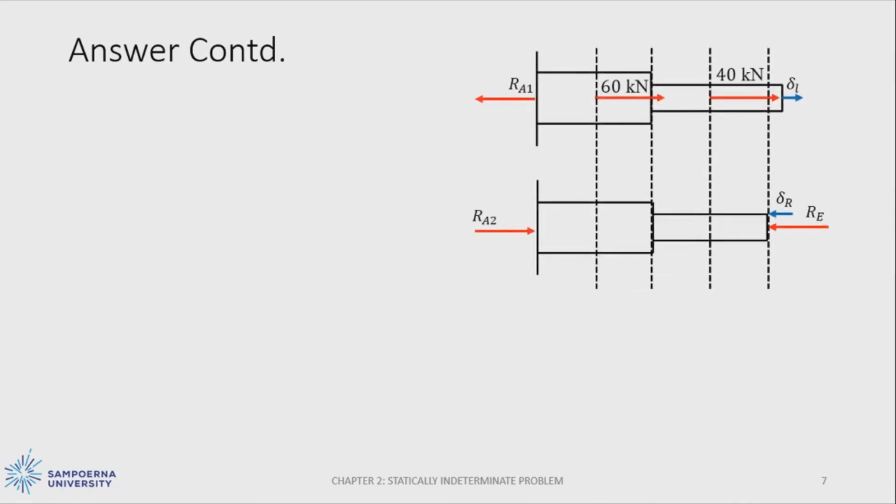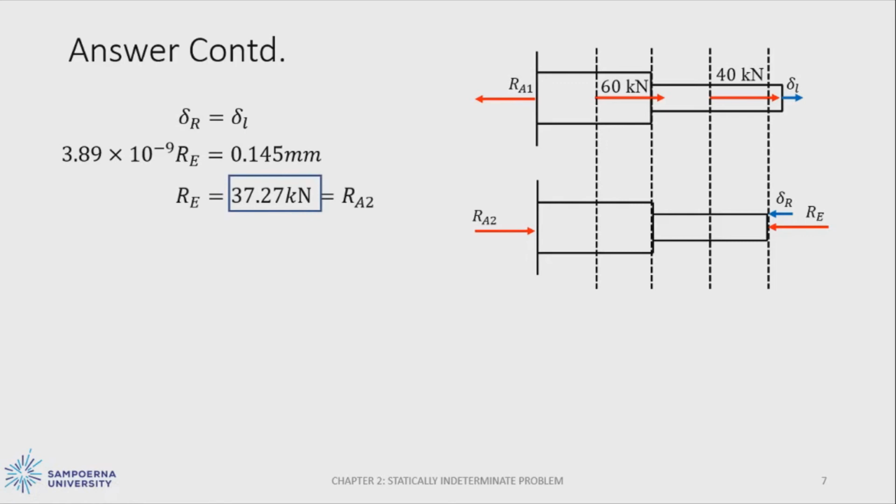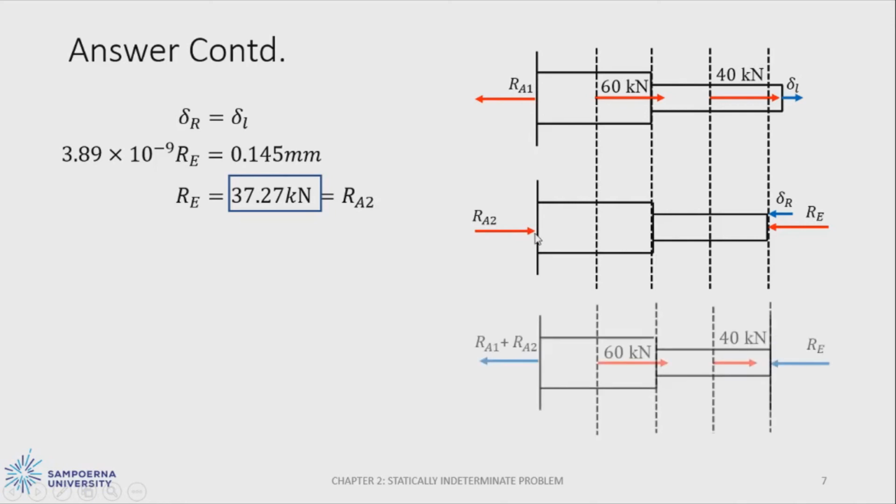Then after obtaining the deformation at the first case and at the second case, we go back to the superposition method that we made before. We equate them to find the reaction force at E. After equating them, we obtain that RE is equal to 37.27 kilonewton, and it is the same as the RA2. To find RA, we cannot use RA1 or RA2 directly, but we need to add them up because this is the superposition method.